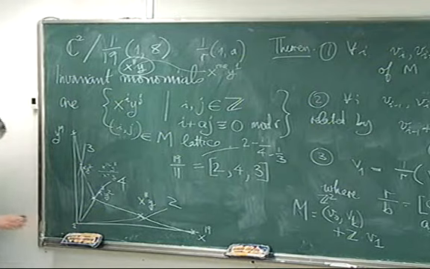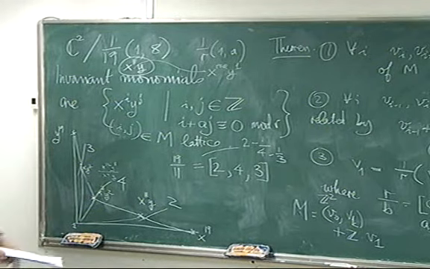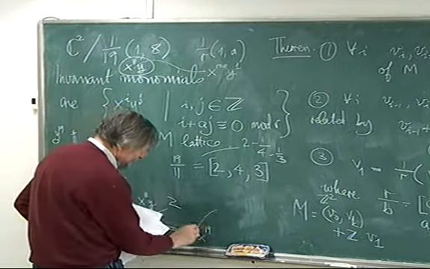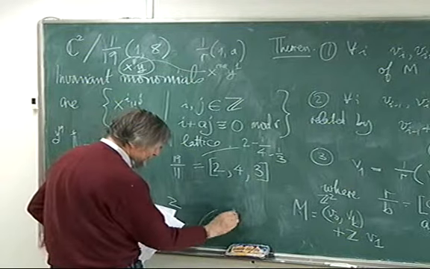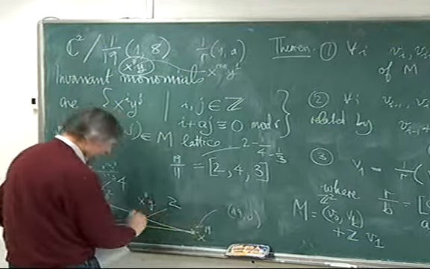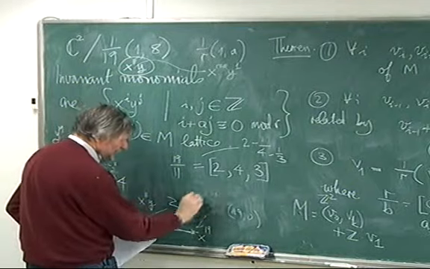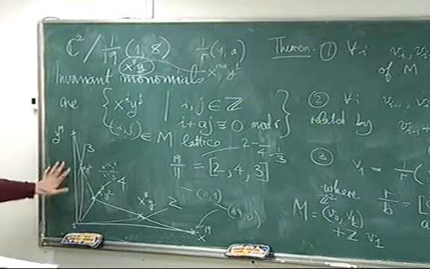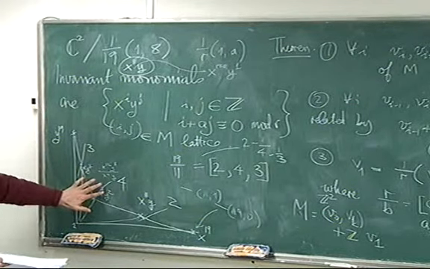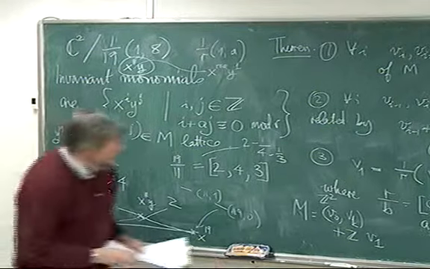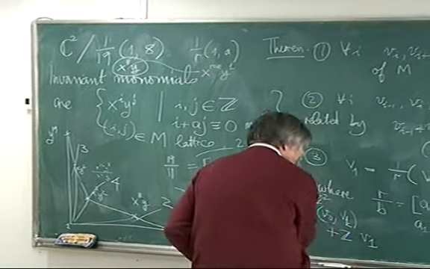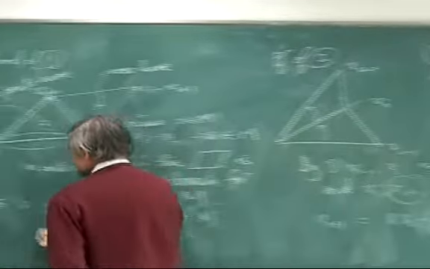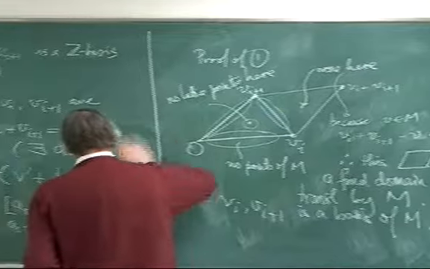Is this clear? You see already I'm thinking of this here as the point (19, 0), and I'm thinking of this as the point (11, 1), and so on. So there's a lattice here, a lattice of invariant monomials. Okay, so this is supposed to explain the following thing.